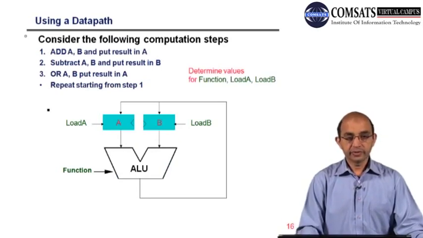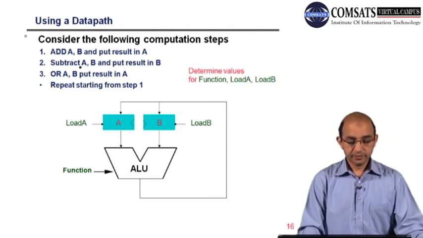So how can we implement the data path? Let's take the example. We have to add A and B and put the result in A. First we will be loading A and loading B, and then after that we need to send the instruction to the ALU that the data has now been loaded. Then this ALU will add them, and finally the resultant is stored here at A.